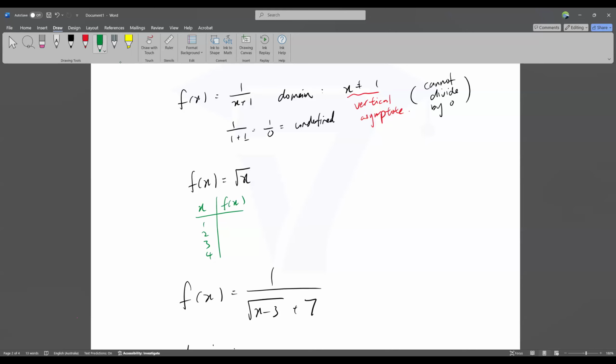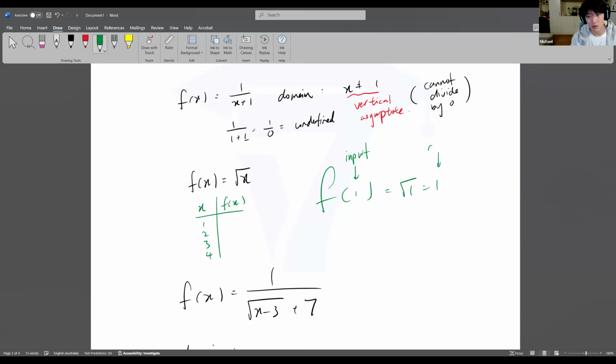Okay, f of 1 is 1. F is not 1, but f of 1 is 1. We say f of 1 when this is the input, right? And this gives you 1, which is the output. Square root of 1 equals 1. So this is the output.